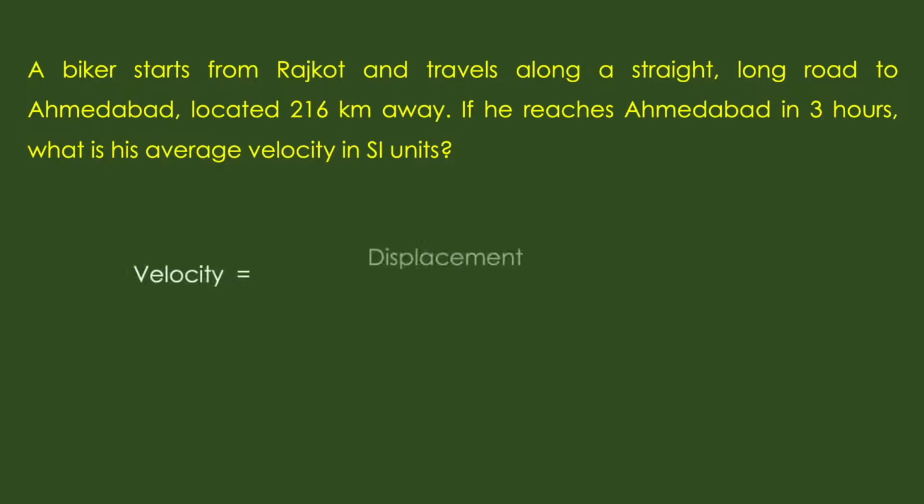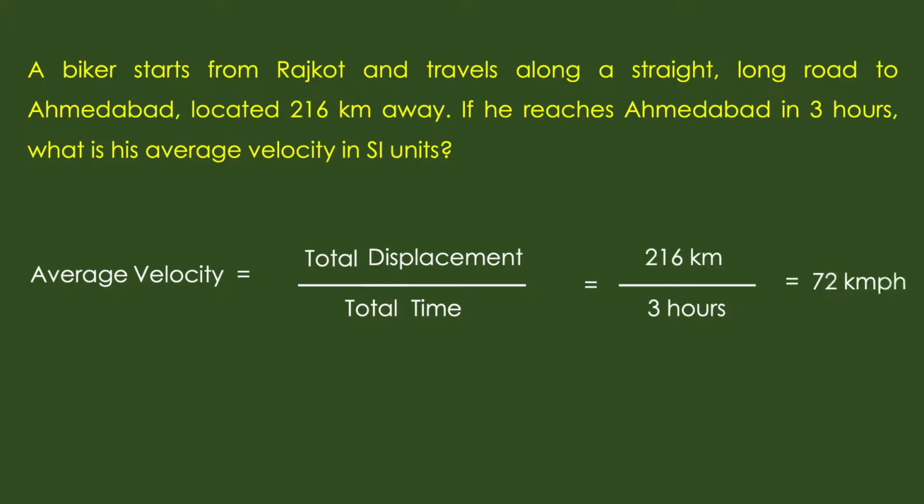So we know that velocity is equal to displacement upon time. Our intuition says that average velocity would be equal to total displacement upon total time. So in this case, the total displacement is 216 kilometers and the total time is 3 hours. So when we replace the values, we get the average velocity as 72 km per hour. But we need to convert this into SI units. How do we do that?